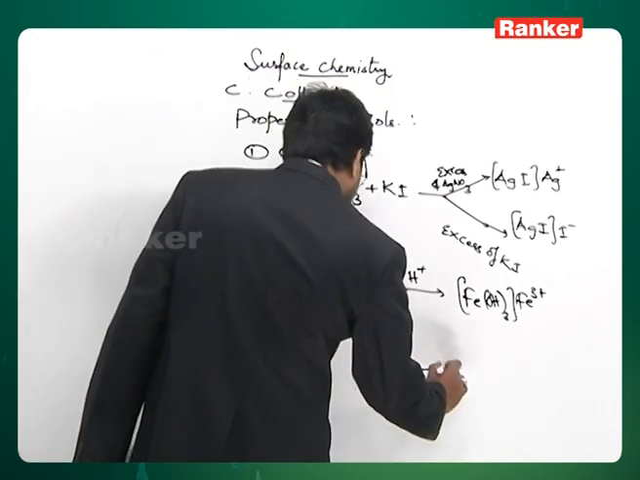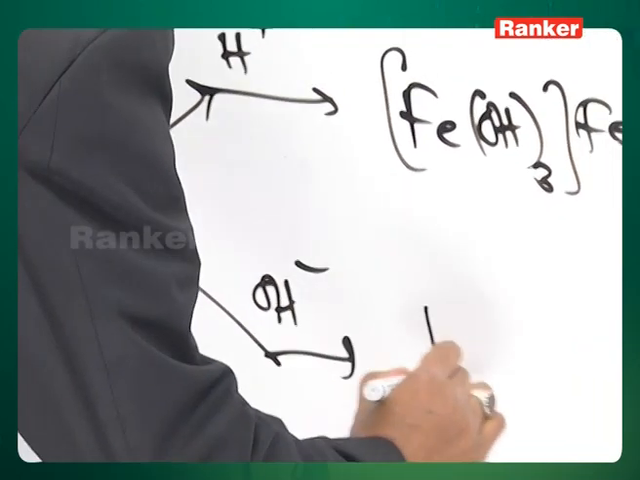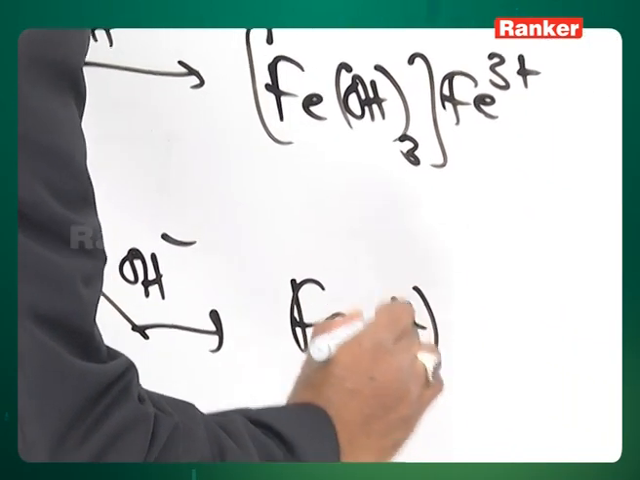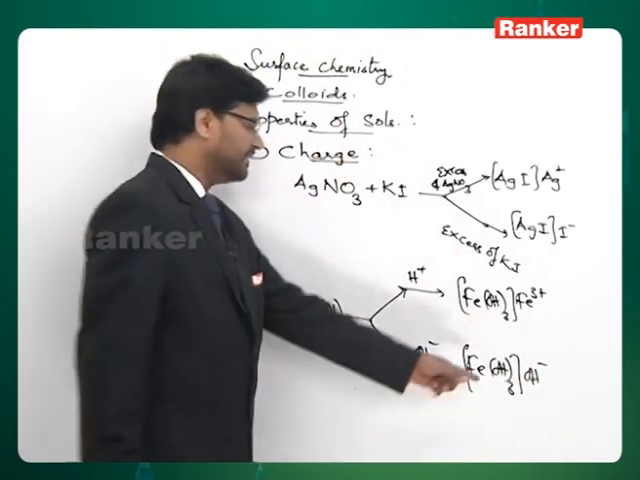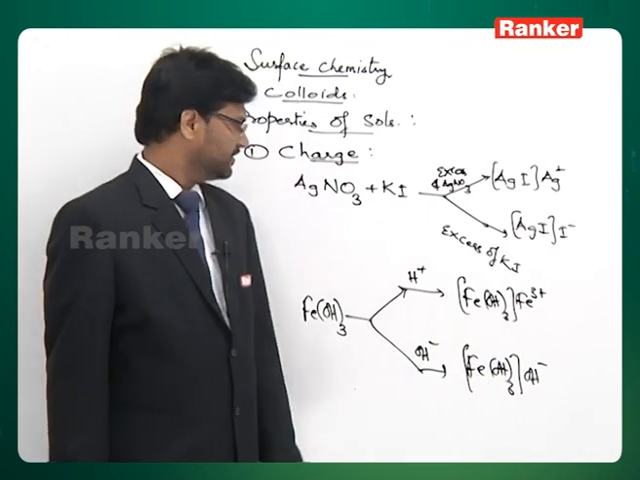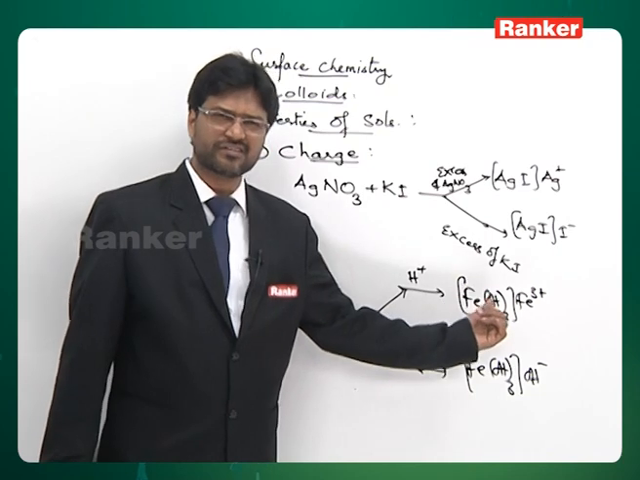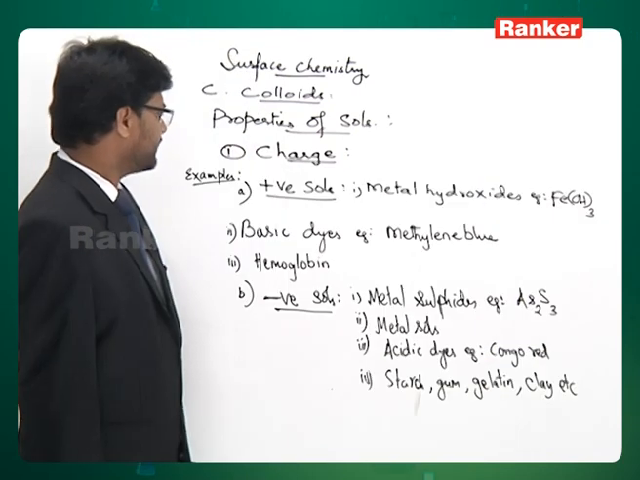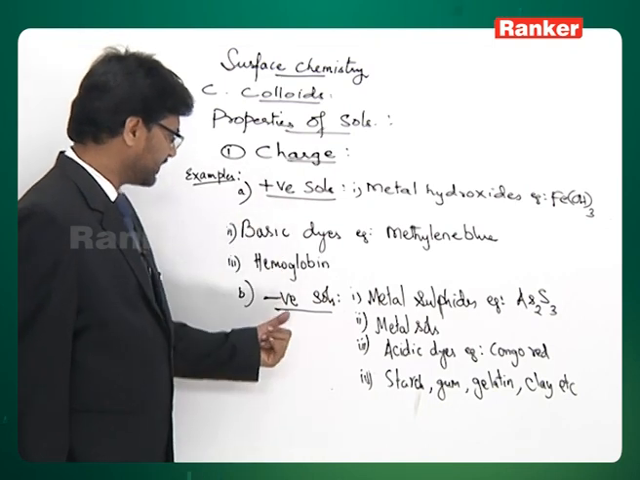If you add alkali, then you get Fe(OH)3 taking up OH minus. You get a negatively charged sol of ferric hydroxide. In alkaline medium it gives a negative sol, and in acidic conditions it gives a positively charged sol. Here I have given you a list of examples of positively charged sols and negatively charged sols.